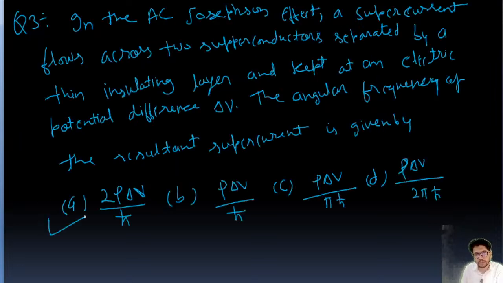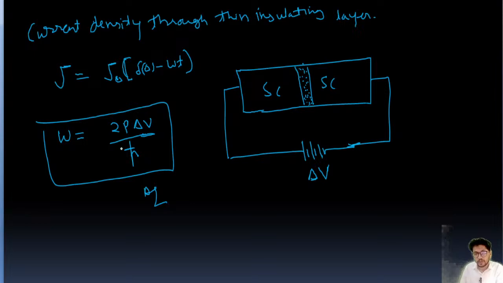Which option is matching? Option A is matching: 2 rho delta V upon H cut. This is a very simple question of 5 marks. So J equal to J naught, delta 0 minus omega t, and the value of omega is 2 rho delta V upon H cut, for AC current. Simple question, guys. Next question is, it's a good question, guys.